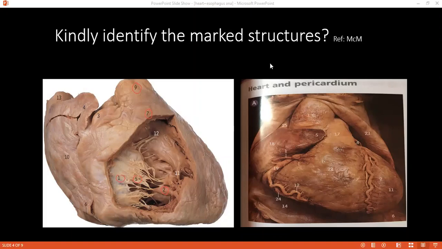Yes. But how many cusps does it have? It has 3 cusps. Yes. Where is it located? I wanted to know because they can ask you to identify it, or they'll point it out and you'll have to identify. So you should know whether it is located on the right side or the left side of the heart, and whether it divides the ventricle and the atrium.